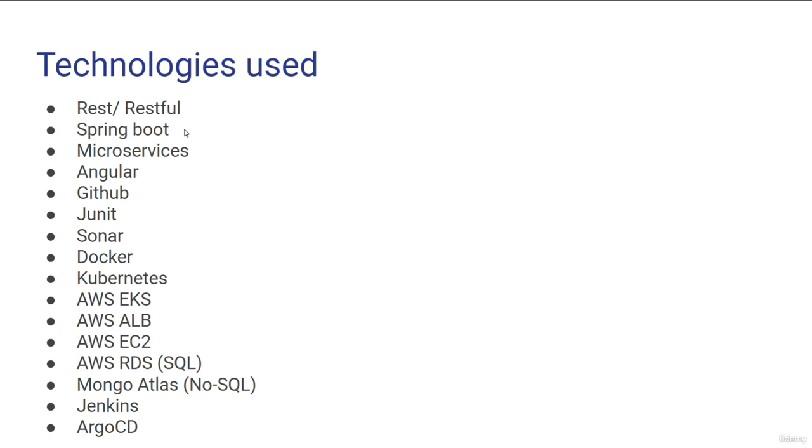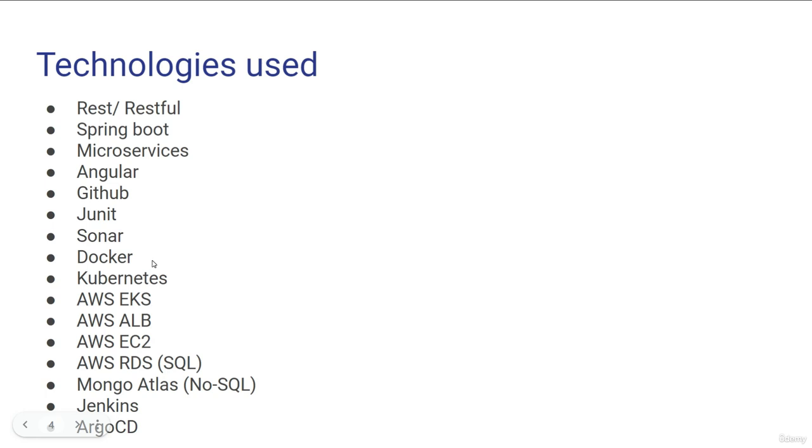What is Spring Boot? Why Spring Boot? What is microservices? Why microservices? Why not monolithic one? What is Angular? What is the architecture of Angular application? How to create an Angular application? What is GitHub? How to use GitHub for your CI/CD implementation using hooks and all? How to implement JUnit and Sonar checks to make your code unit testable and to pass the code quality checks?